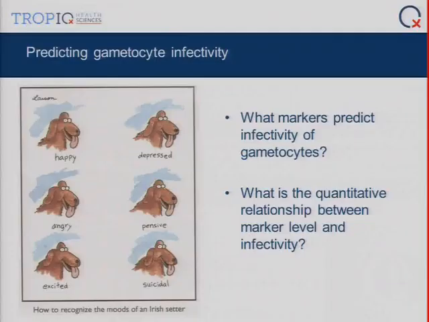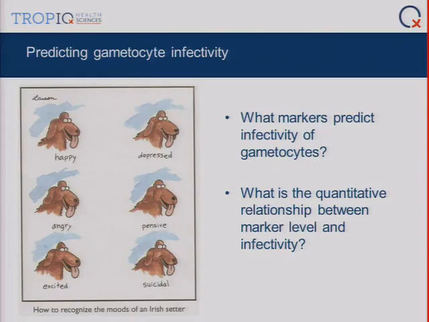And gametocytes are a bit like the Irish setter depicted on the cartoon here. It's quite difficult to tell in what particular mood they are, so whether they are happy or depressed. It's even very difficult to tell whether they are dead or alive, let alone can we predict they're infectious to a mosquito.